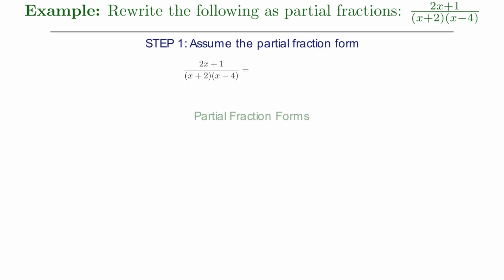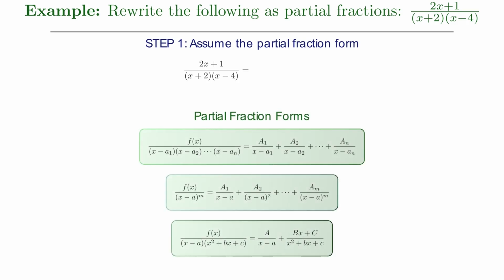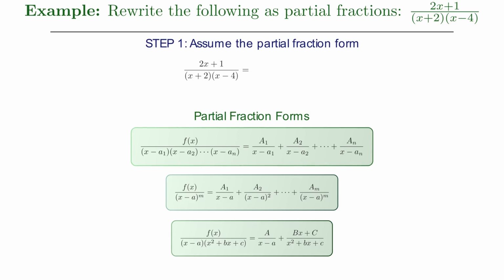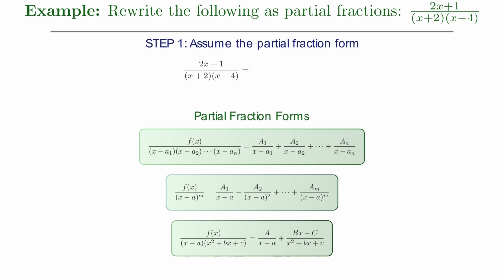So looking at the table, I can see that we have distinct linear terms in the denominator. This means that the partial fractions are going to be of the form A over (x + 2) plus B over (x - 4).